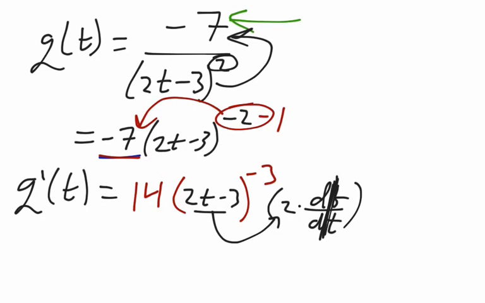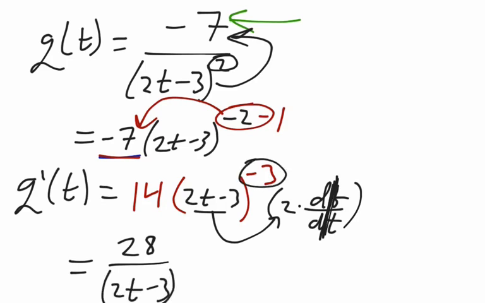And now I'm going to rewrite it in our final answer form. So 14 times 2 is 28. This is a negative exponent, so I'm going to put it back in the bottom. So it's going to be 2t minus 3 to the third.